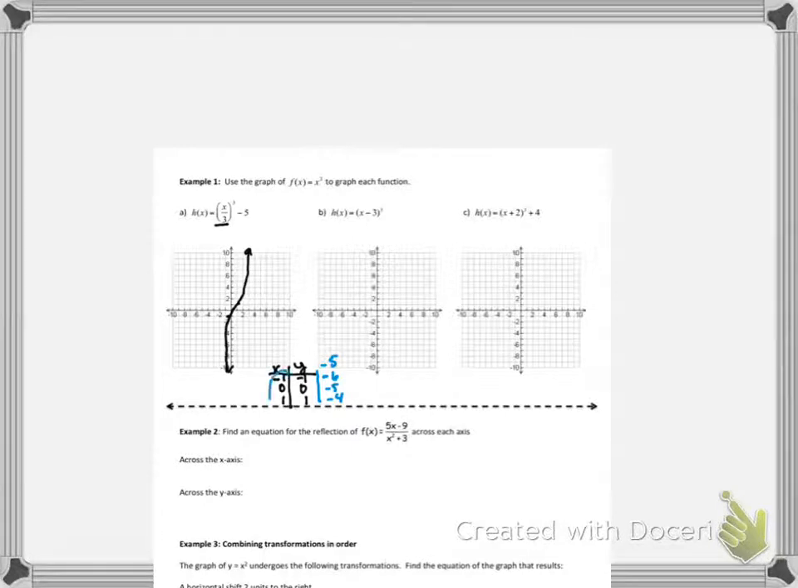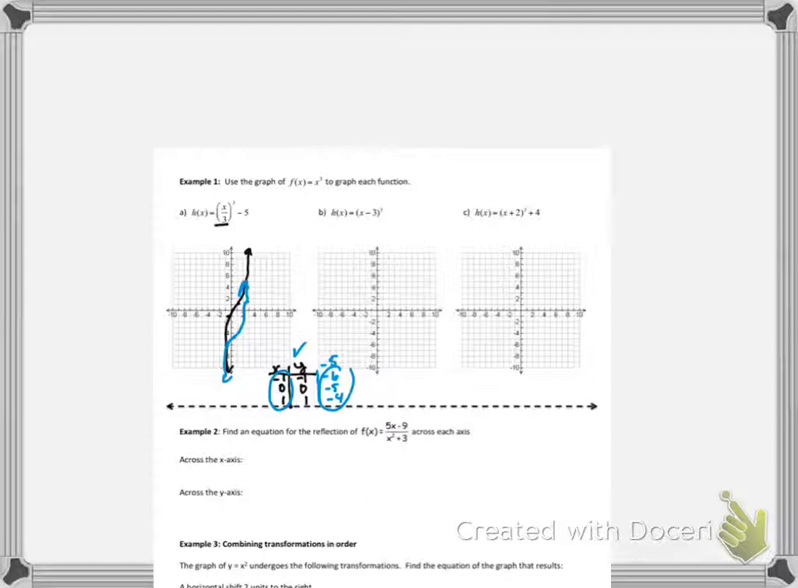So these are my new points: -1, -6, and it's my iPad, so it's not the greatest. And then 1, 4. And so there is my new graph, which obviously goes on forever. So this is your work to verify this graph. Very important that you have that table.